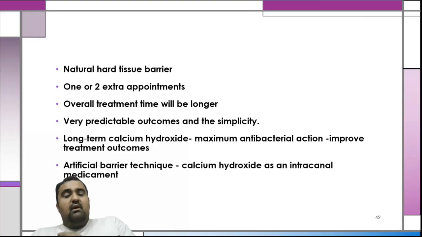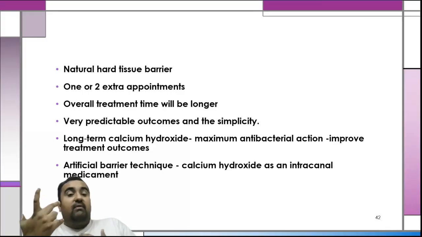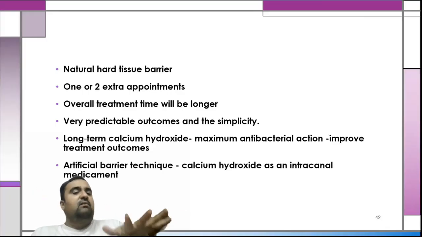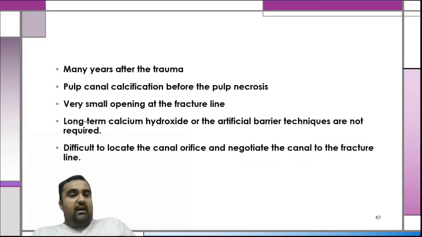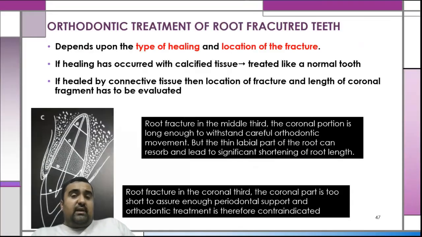Long-term calcium hydroxide leads to a maximum antibacterial effect, which improves the treatment outcome. The artificial barrier technique, like calcium hydroxide, can be used as an intracanal medicament. So overall, the treatment time will be longer, but it will be very effective because it acts as a natural hard tissue barrier.